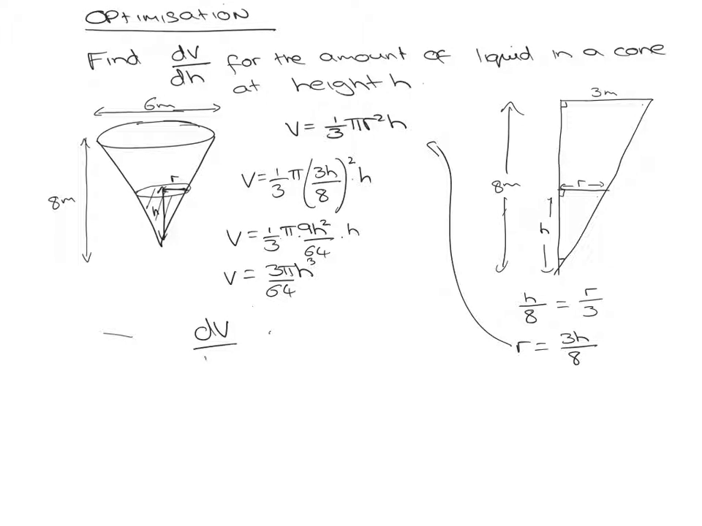So dV by dh: the 3 pi over 64 is a constant, so that just stays there, and then we can differentiate the h cubed, which becomes 3h squared, meaning the expression for dV by dh is going to be 9 pi h squared over 64.